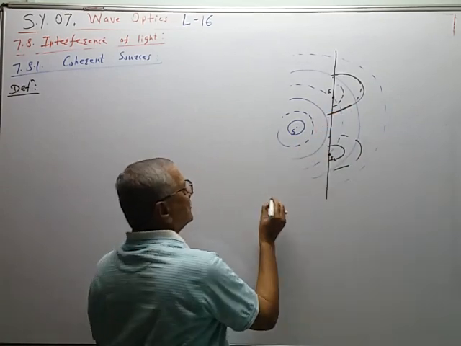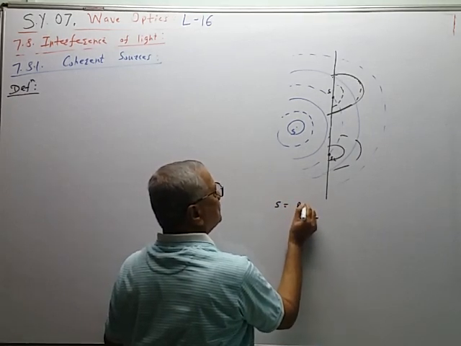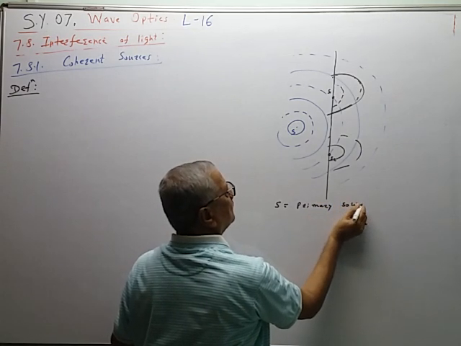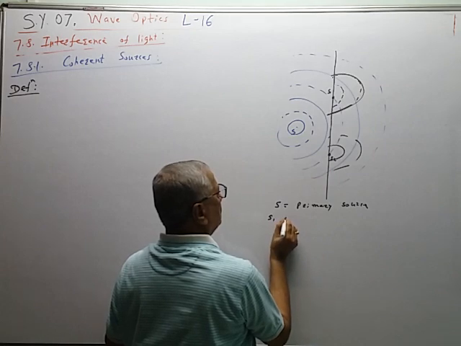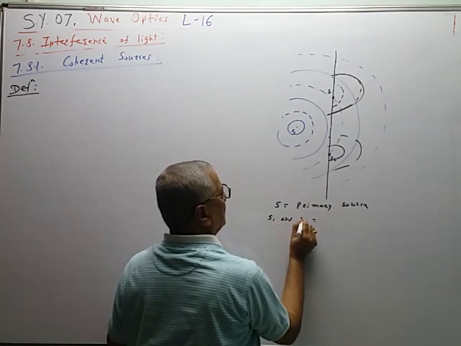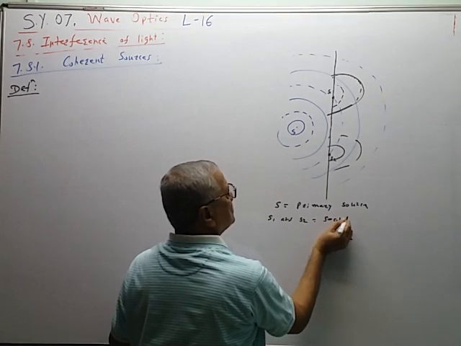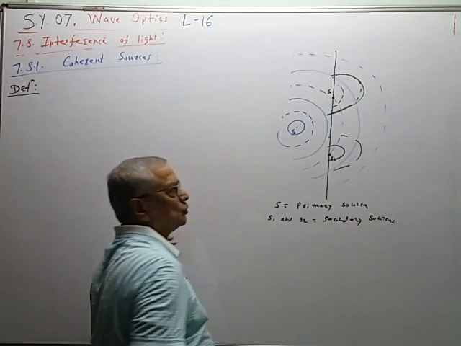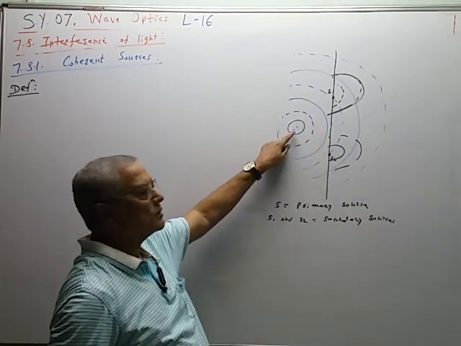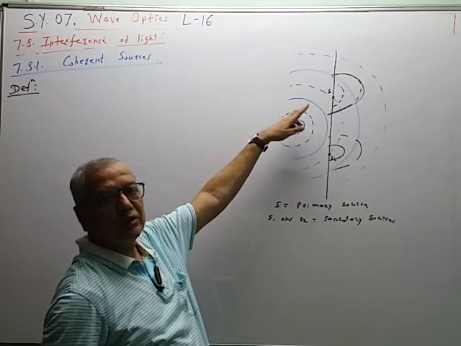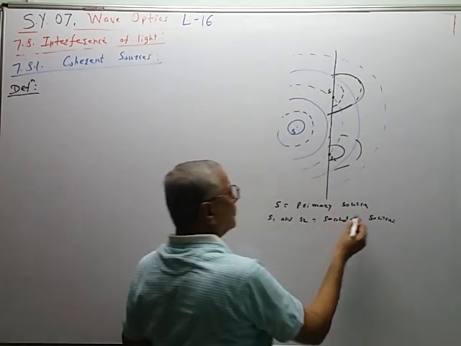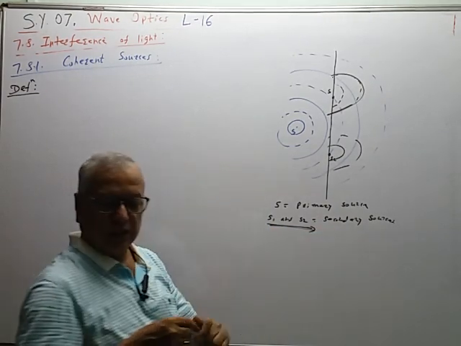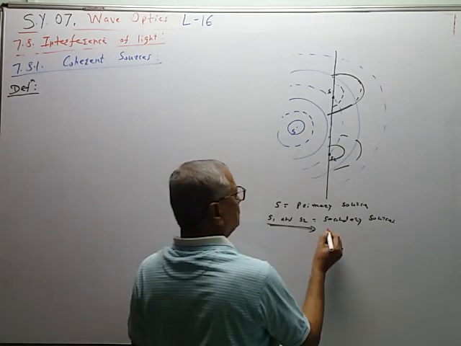So these are primary waves, these are secondary waves. S is a primary source, S1 and S2 are secondary sources. So these two secondary sources receive the light waves from the same origin source. So such sources are called coherent sources. So S1 and S2 are coherent sources.